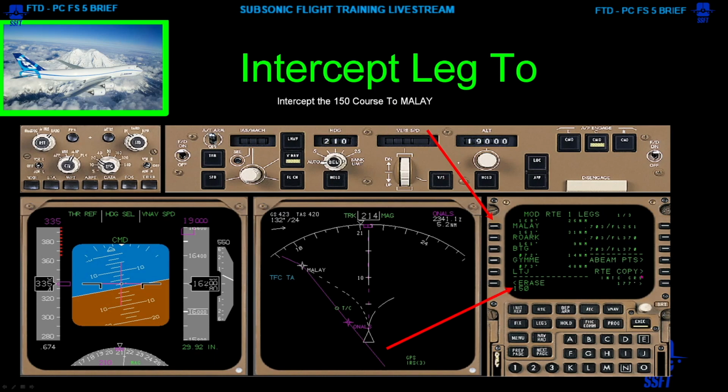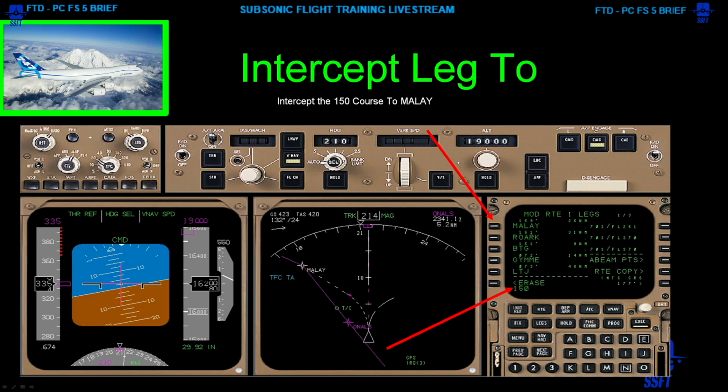So in that case, I'm going to use the intercept course line, which is the R6 position, to put that course in. And in this case, the course into Malay is 150. This intercept course is always an intercept course to, never an intercept course from. So you can see that there. It'd be nice if they put a little "to" there, intercept course to, because it's always a to course and never a from course. So if you want to intercept the 150 course, we simply type out 150 on the scratch pad, and then we can line select that into the intercept course line.